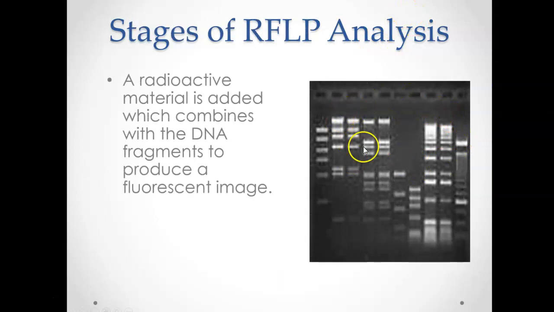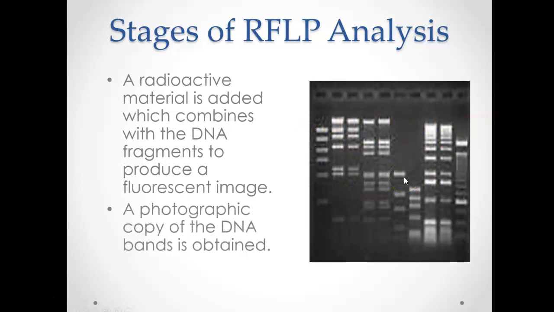Then what we do is we basically use a radioactive material and make a fluorescent image, and we take a picture. So what you're looking at here are actual DNA profiles of individuals. Some of them are the same because we loaded the same sample, but a lot of times we'll use this for identification purposes, or let's say it's a paternity suit, and we want to know who's the father of a child. So we would put the child's DNA in here, and then we would load the samples of potential fathers in here, and we would look for pattern matching.